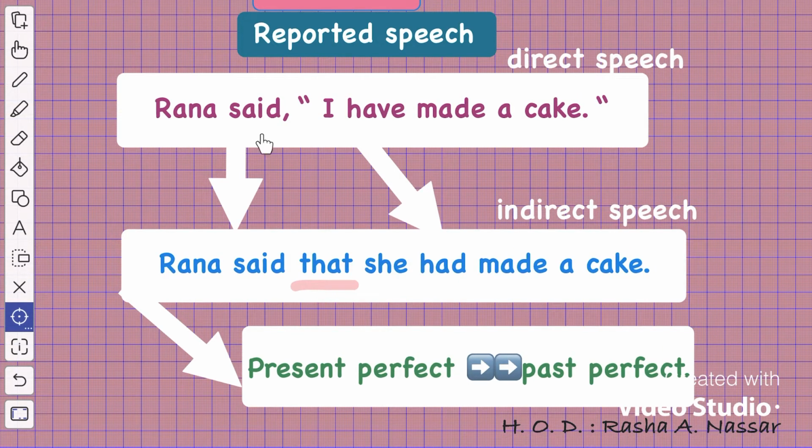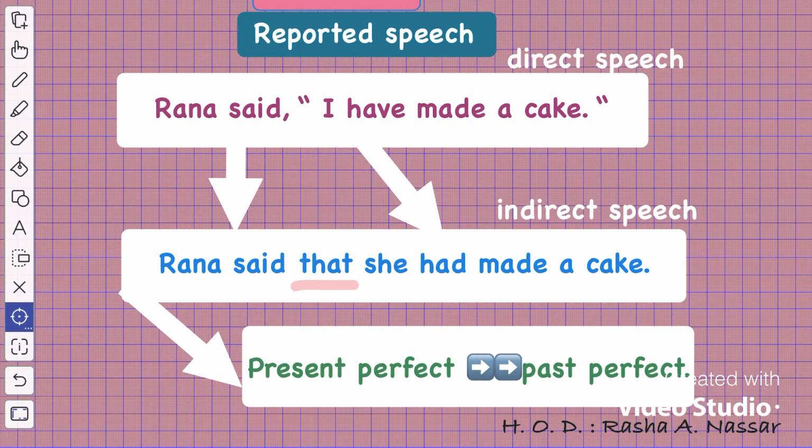Let's see here, how can I change my sentence from direct speech into indirect speech if the sentence is in the present perfect? First, you should know how we form the present perfect. The present perfect is have or has plus V3 or PP, the past participle. So here, I have made a cake. I want to change this sentence, which is in the direct speech, into indirect speech.